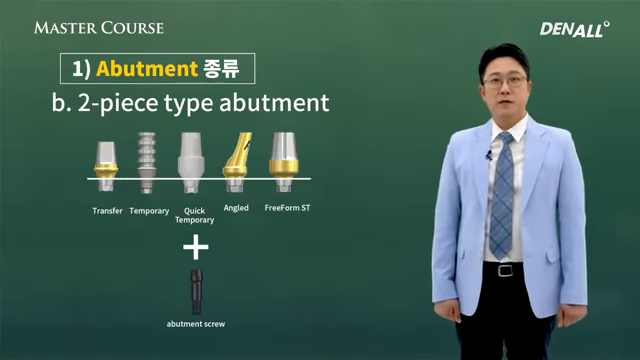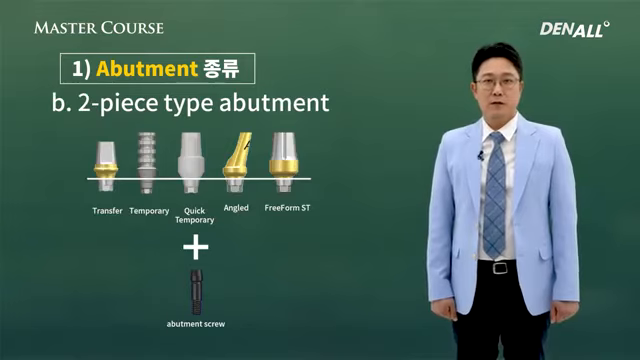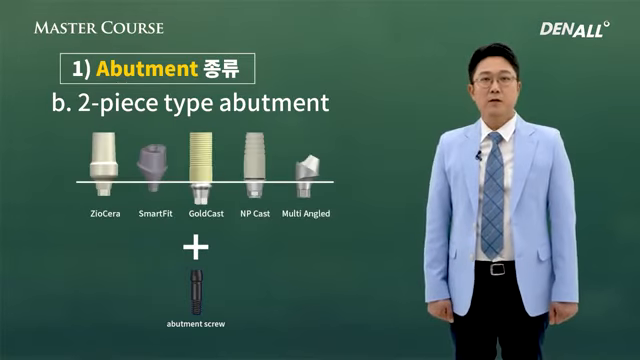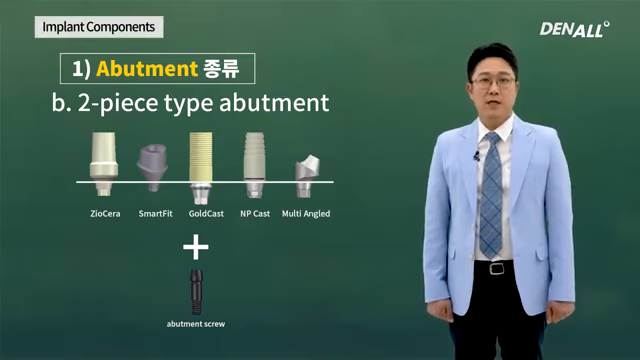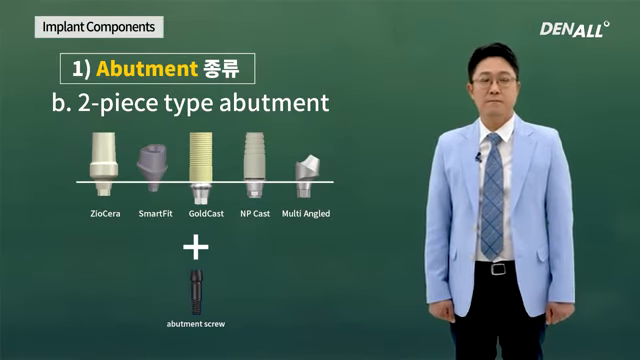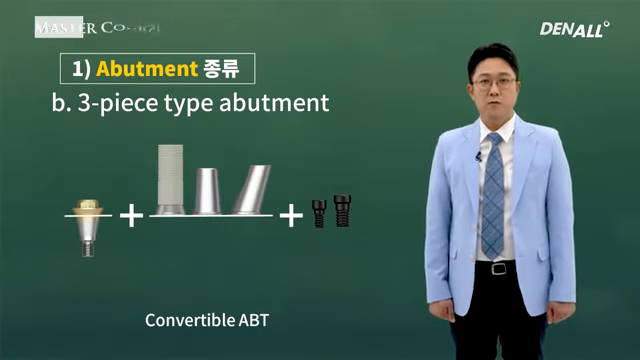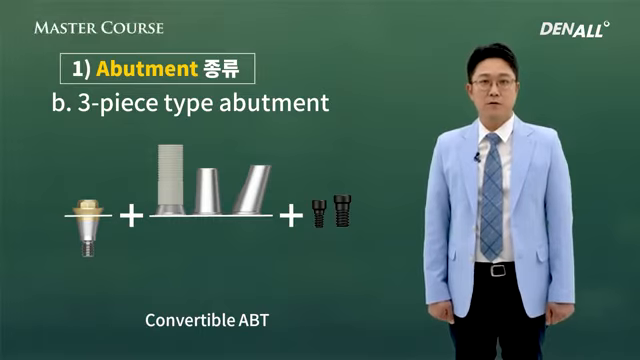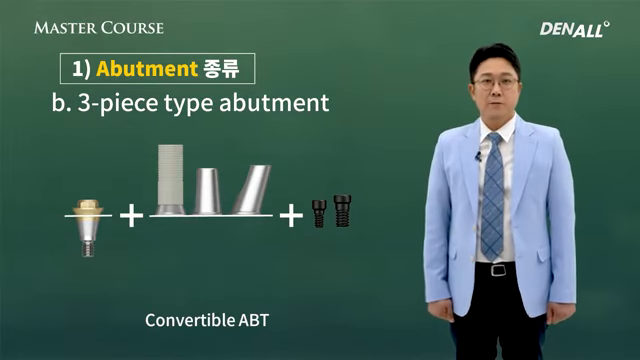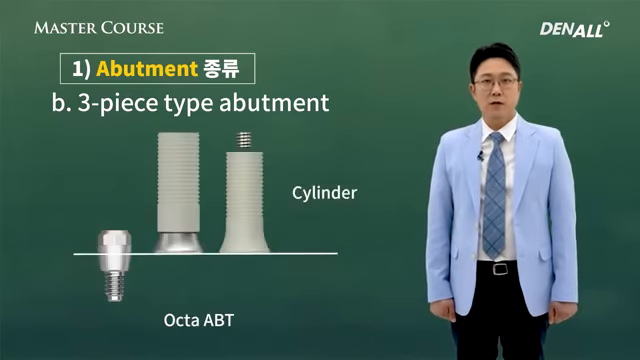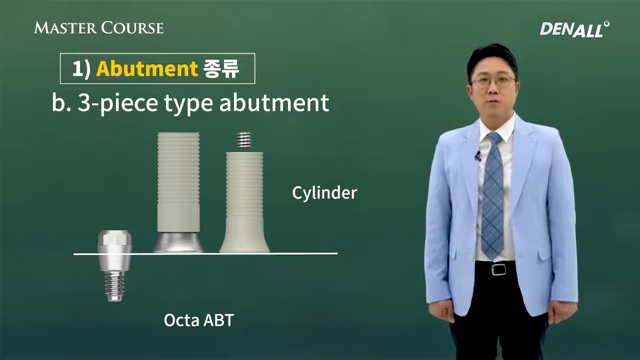Next, I'm going to talk about two-piece abutment. The abutment and screw are separate, so it's called two-piece abutment. Depending on the shape and fabricating material, there are multiple types. In the case of three-piece abutment, you connect one-piece abutment with two-piece abutments. One-piece abutment is used to change the way fixture is connected with superstructure.